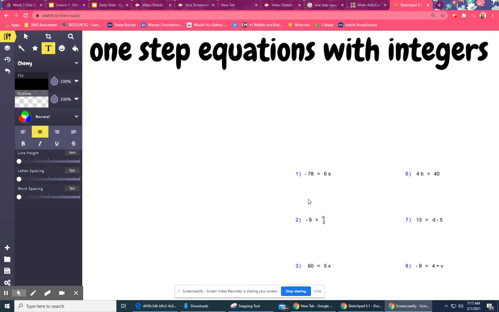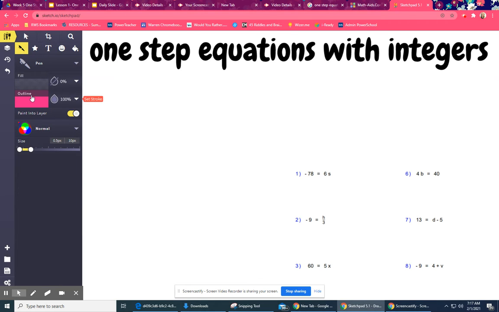Today we're going to be reviewing how to solve one-step equations with integers, and this should be familiar to you, especially since all of you have now learned how to do two-step equations with integers. But first we're going to go over what inverse operations are.